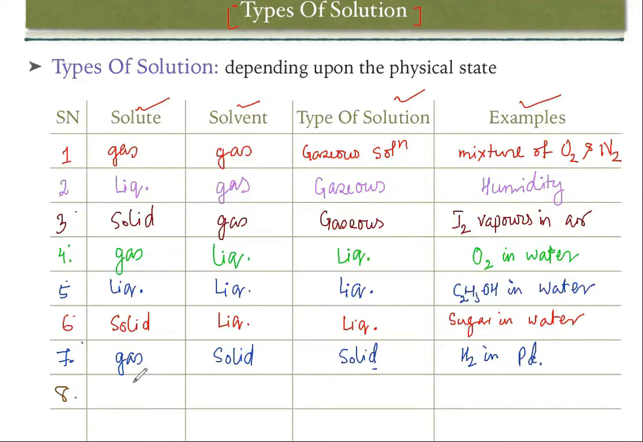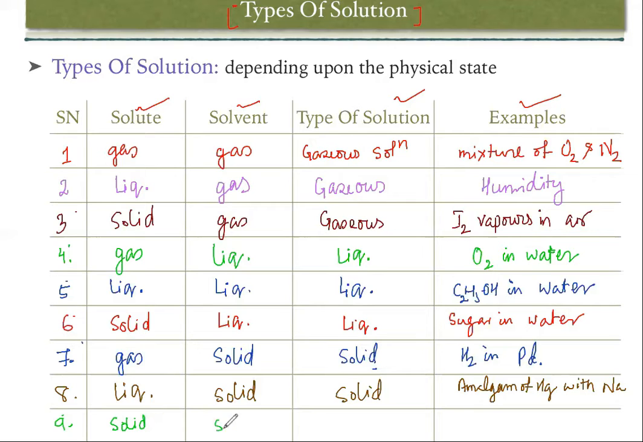Next one, the eighth. Solute is liquid, solvent is solid. The type of solution is also solid. The example is amalgam of mercury with sodium. And the last one, the ninth one: solute is solid, solvent is also in solid form, and the type of solution is also solid. The example is alloy.